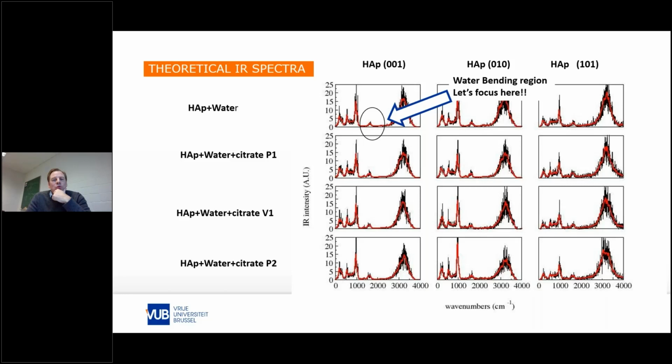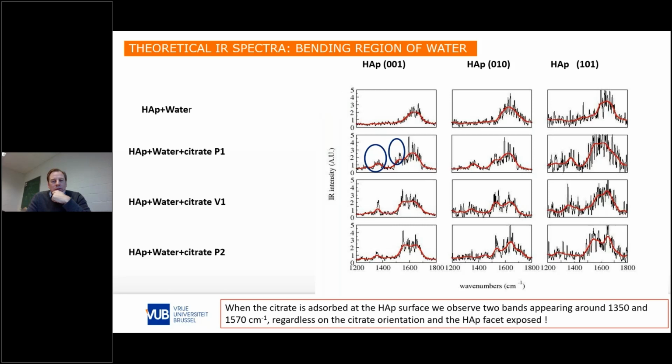And another part: if we look here, I go back, we see this one. Now we see it consists of different peaks and different features. So let's try to understand the difference, because without citrate you have nothing, and then you see these things appearing with the citrate. This is typically linked to the adsorption geometry, two bands appearing.